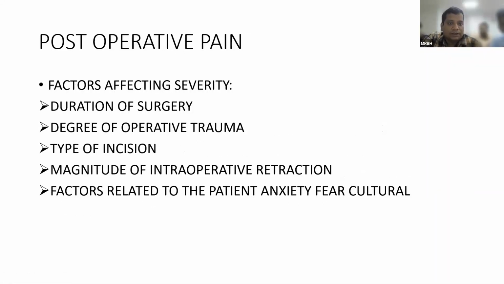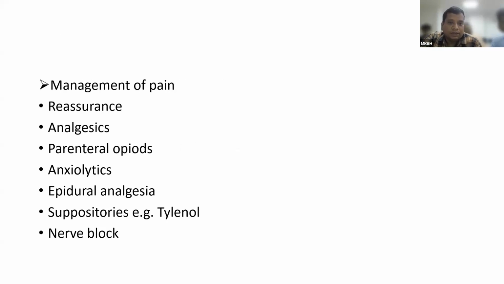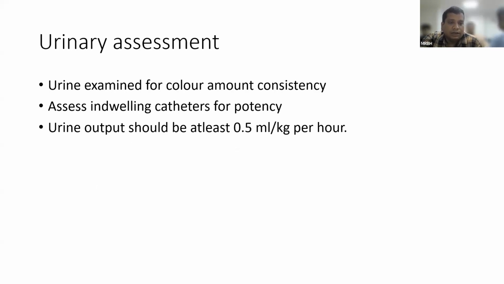Post-operative pain: factors affecting severity are duration of surgery, degree of operative trauma, type of incision, magnitude of intraoperative retraction, and factors related to the patient such as anxiety, fear, or culture. Complications of pain: it causes vasospasm, which leads to hypertension, nausea, and vomiting, and may cause CVA, myocardial infarction, or bleeding. Management of pain: reassurance, analgesics, parenteral agents, anxiolytics; epidural analgesia may be tried, or a suppository like Tylenol may be used, or a nerve block. Urinary assessment: examine urine for color, amount, and consistency, and assess the indwelling catheter for patency. Urine output should be at least 0.5 ml per kg per hour.